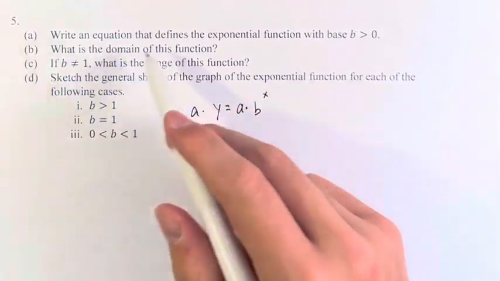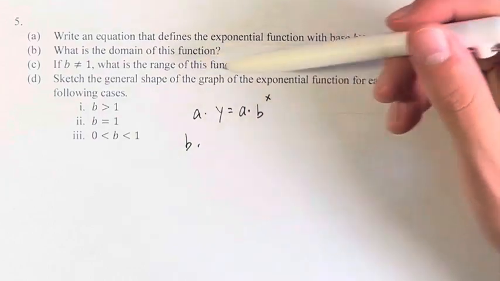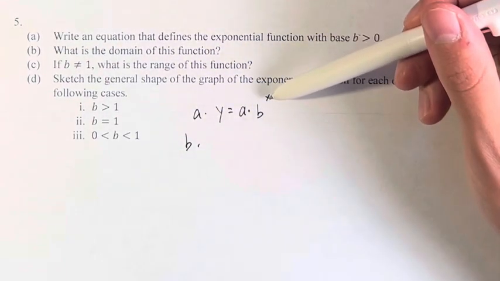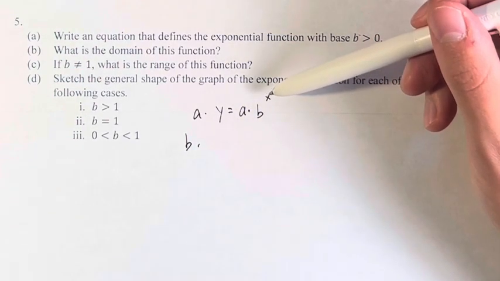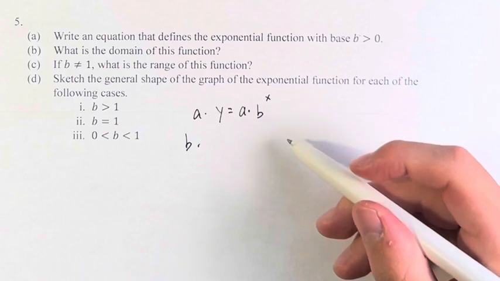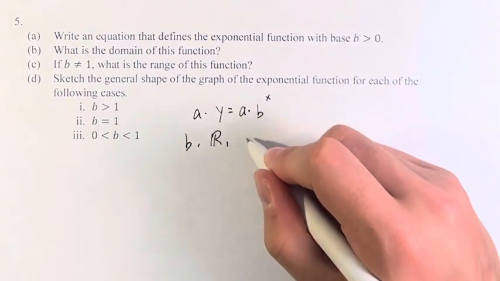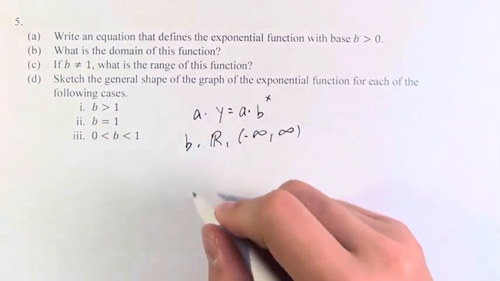For b, what is the domain of this function? Well, no matter what value you put in for x, you're going to have some value for y, right? There's no value of x for which there is no value. There's no invalid input for an exponent. Anything is going to give you some value. So it's all real numbers, which you can write as that, or negative infinity to infinity.